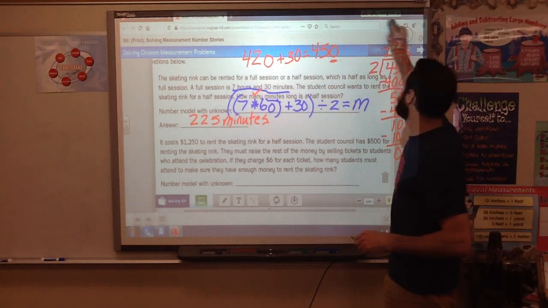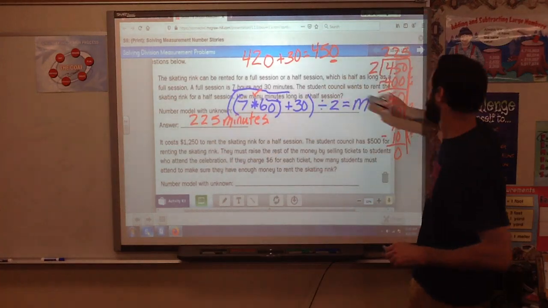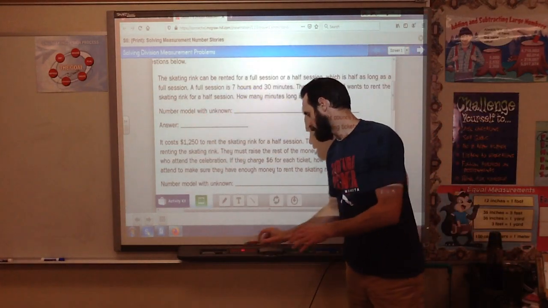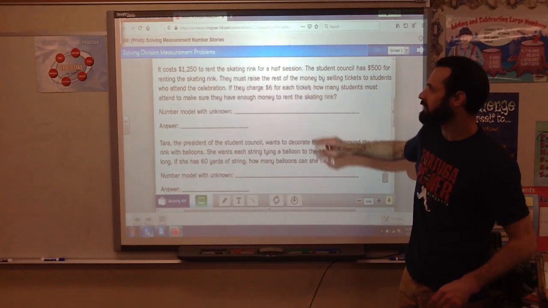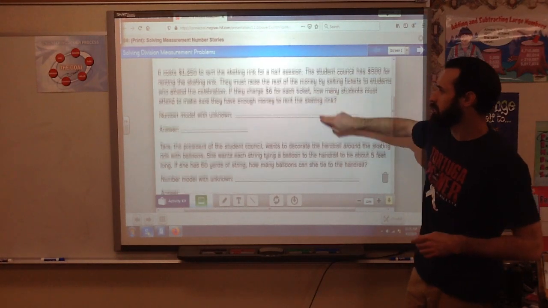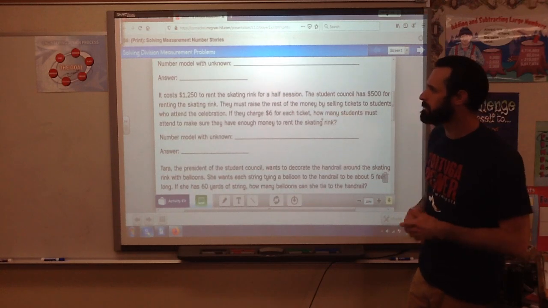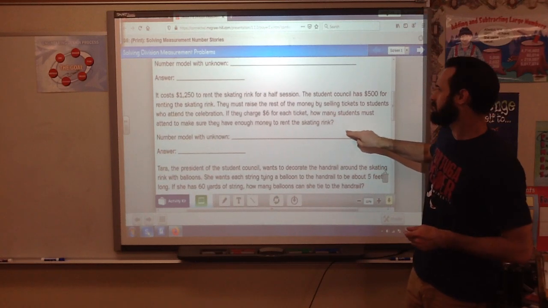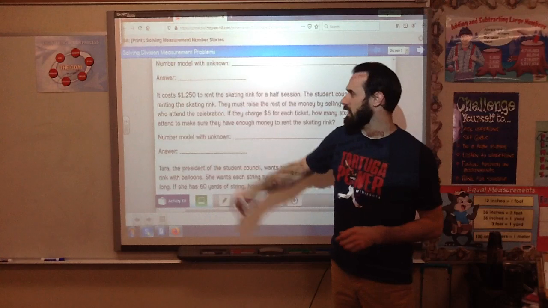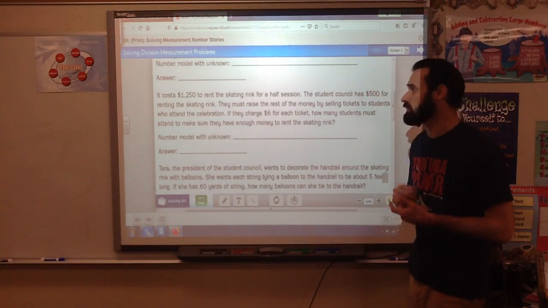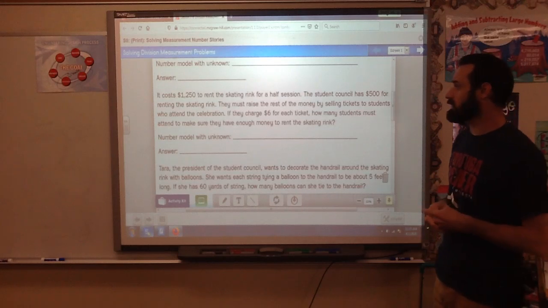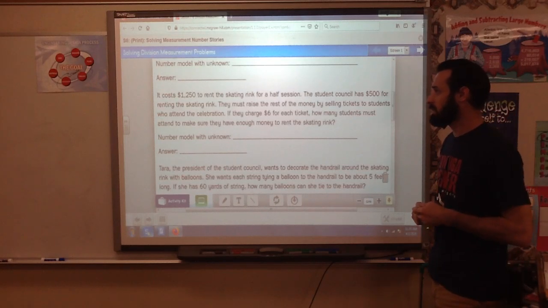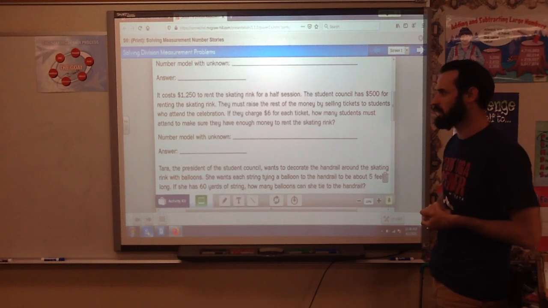So now, moving on to problem 2. This time it says, I'm going to move it down just to put it in the middle. This time it says that it costs $1,250 to rent the skating rink for a half session. The student council has $500 for renting the skating rink. They must raise the rest of the money by selling tickets to the students who attend the celebration.